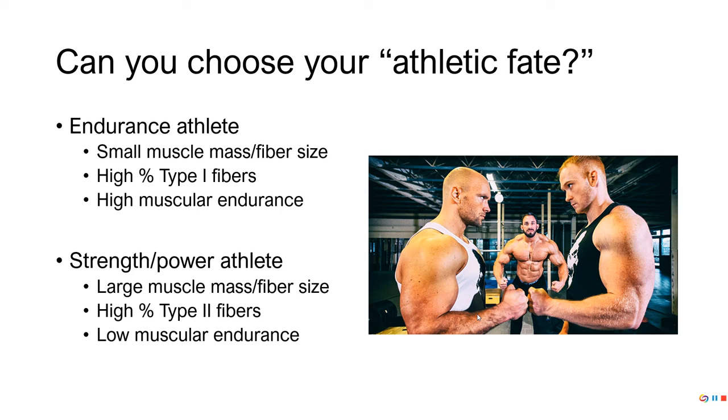Okay, you're just kind of predetermined. So if you wanted to be a power lifter, but your parents were runners and look like runners, you can get mad at your parents. Okay, so endurance athletes, small muscle mass relative to fiber size, lots of type 1, high muscular endurance, whereas if you're a strength and power athlete, you're going to be the reverse. You're going to have large muscle fibers, you're going to be big, and you're going to have a high percentage of type 2 fibers.